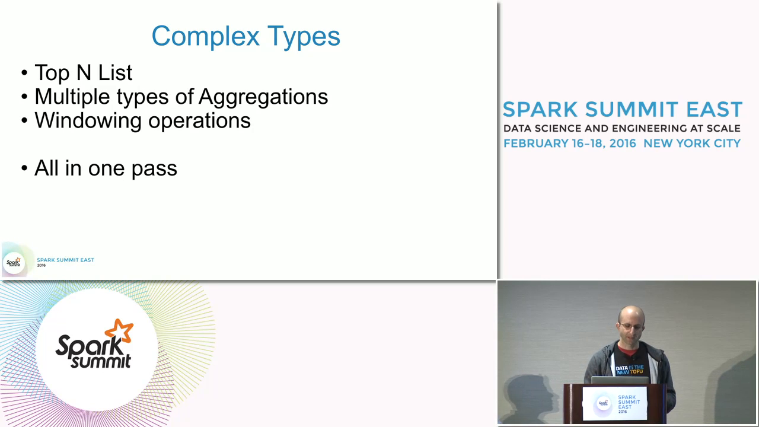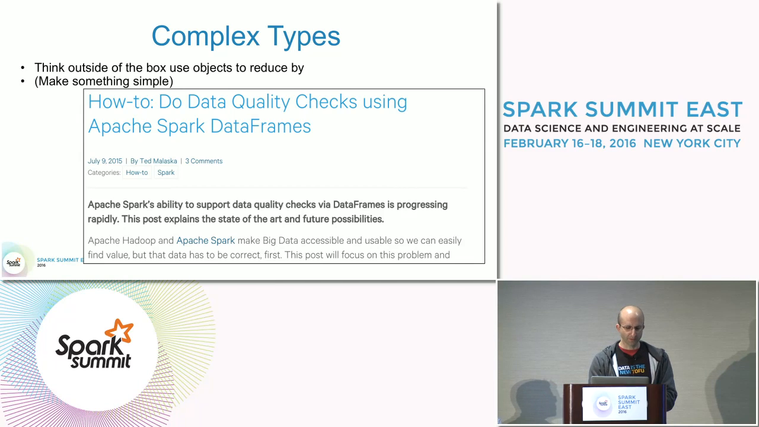I don't have much time to go into complex types. You can go look at my blog post, which is how to do data quality checks using Apache Spark and data frames. The idea is you're not limited to a tuple. Go use a hash map. Go use a set. Go use an array list. It's OK. You can use complex types, and you can do a lot in a single reduce structure.